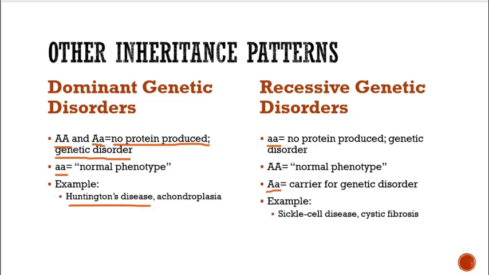If they are heterozygous, we say that they are a carrier for the genetic disorder. It doesn't mean they necessarily show the genetic disorder. They typically have the normal phenotype, but they can pass it on to the next generation. So they're able to mask it behind the dominant allele, but it's still there and they can still pass it on. Examples of these recessive genetic disorders are sickle cell disease and cystic fibrosis. These are both recessive controlled genetic disorders.